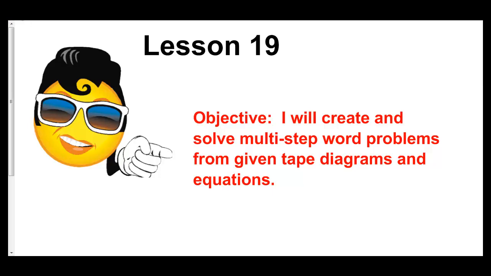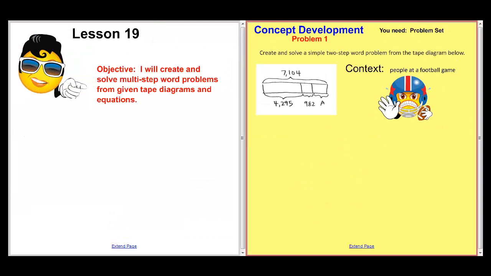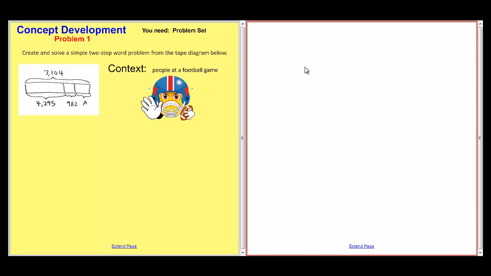I want you to get out your problem set, and let's take a look at problem number 1. On your paper, you're going to see this tape diagram. Yours is going to look a little more official. Mine looks a little bit hand-drawn. You are to create and solve a simple two-step word problem from the tape diagram below. Obviously, there is a right and a wrong answer for this, but there are several answers that could be correct. I'm going to walk you through this first problem together.